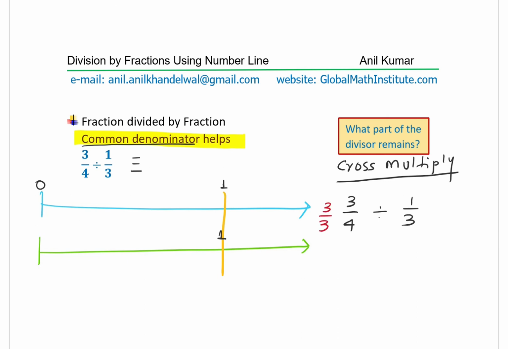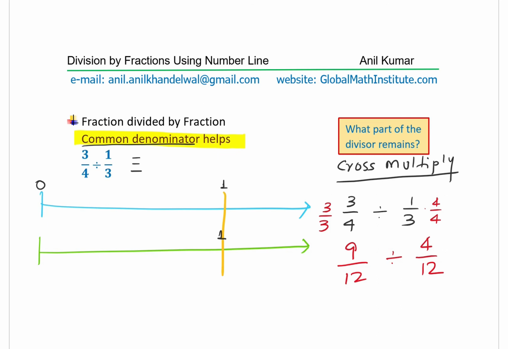3 by 3 is 1. And here by 4 by 4. 4 by 4 is also 1. Multiplying by 1 does not change the equation at all. But it helps. We could write this as 9 out of 12 divided by 4 out of 12.